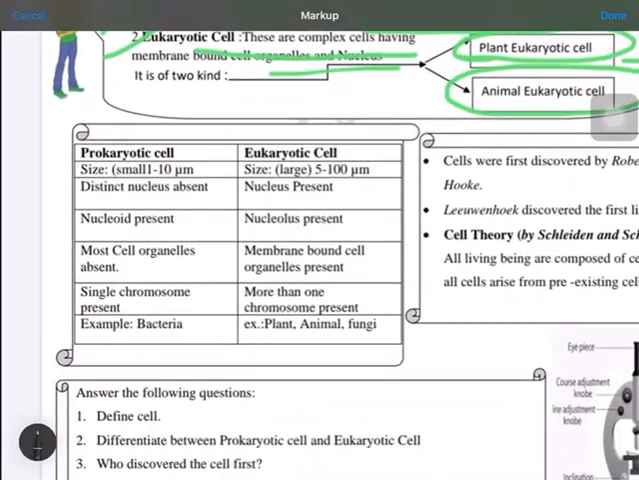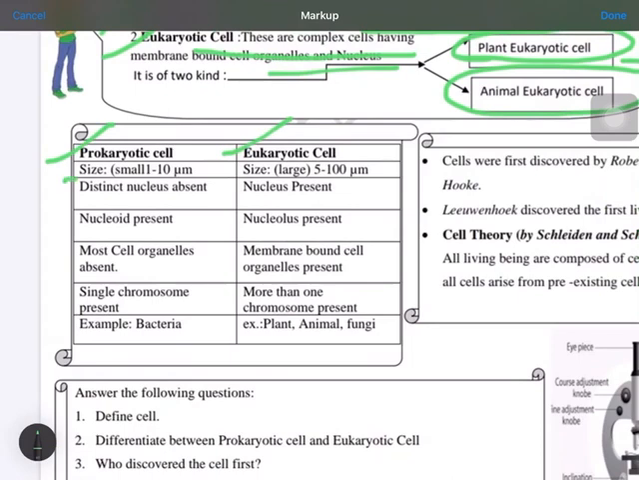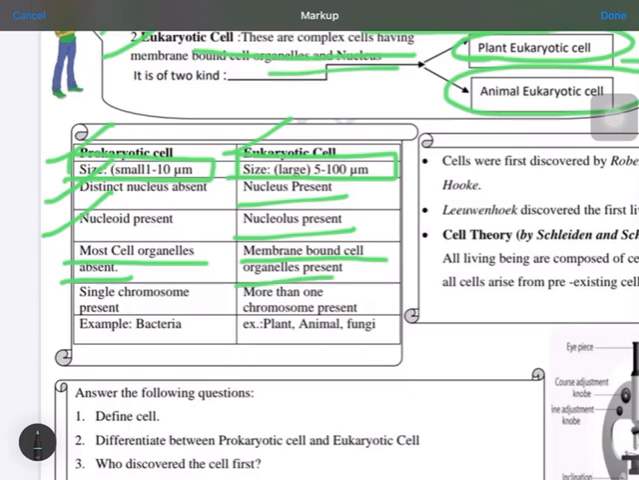Now what is the difference between prokaryotic and eukaryotic cells? On the basis of size, the size of a prokaryotic cell is very small, 1 to 10 micrometer, and the size of a eukaryotic cell can be 5 to 100. Prokaryotes don't have a distinct nucleus, but in eukaryotes a nucleus is present, nucleoid present, nucleolus present. Most cell organelles are absent in prokaryotic cells. Membrane-bound cell organelles are present in eukaryotic cells. A single chromosome is present in prokaryotes, more than one chromosome in eukaryotes. Example is bacteria, and for eukaryotes it is plants, animals and fungi.